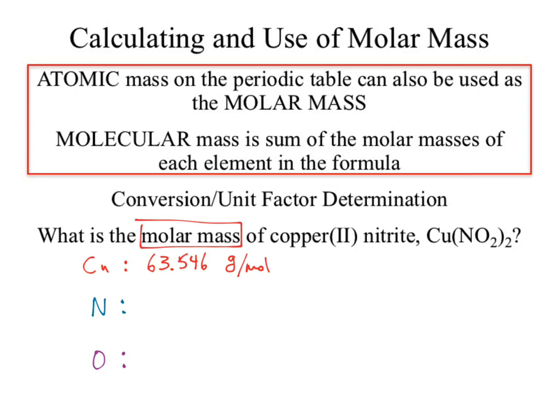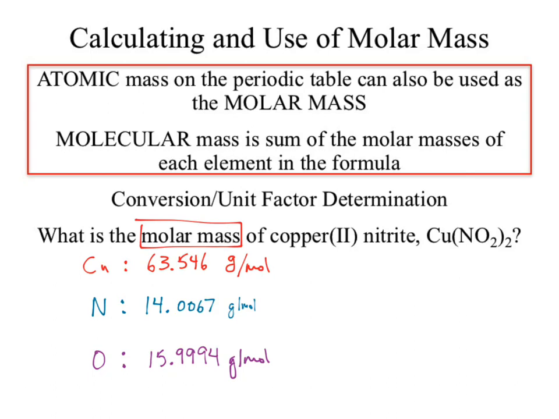Nitrogen. What's the number for nitrogen? 14.0067 grams per mole. Oxygen. 15.9994. So what do I do now?